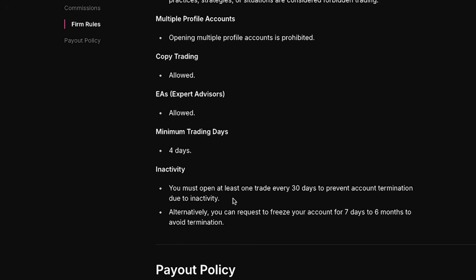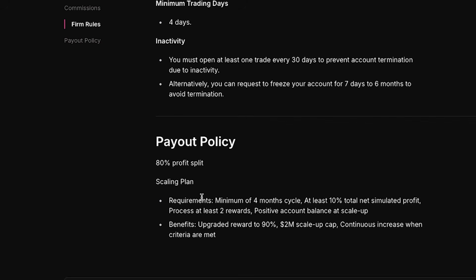When it comes to inactivity, you must open at least one trade every 30 days to prevent account termination due to inactivity. Alternatively, you can request to freeze your account for 7 days to 6 months to avoid termination. And then lastly, they have the payout policy here, which is 80% profit split like we mentioned before. And then the scaling plan says that the requirements are a minimum of 4-month cycles, at least 10% total net simulated profit, process at least 2 rewards, and positive account balance at scale up. The other thing too is that in terms of benefits, upgraded rewards to 90%, 2 million scale up cap, and continuous increase when criteria are met.